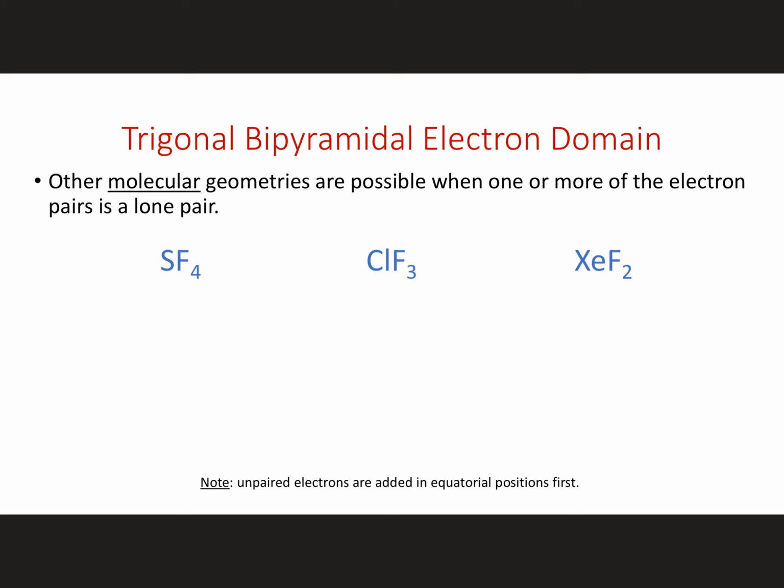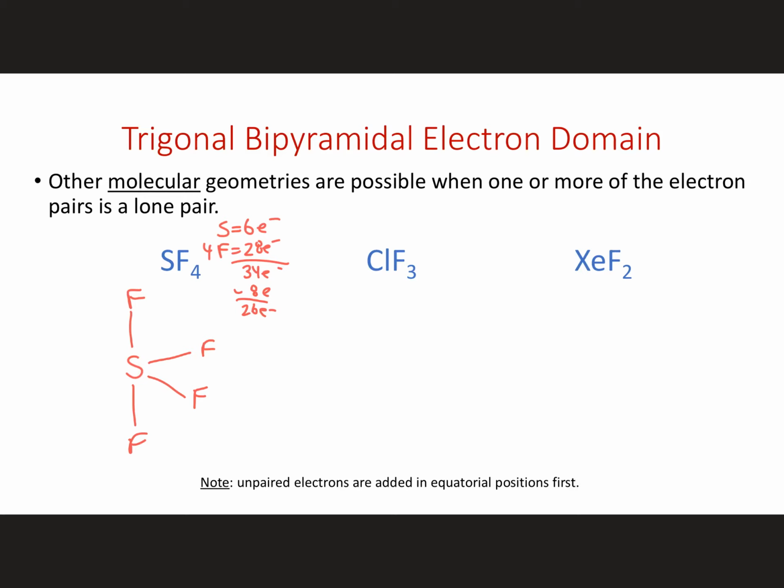The first example I've got is sulfur tetrafluoride. Sulfur has 6 valence electrons, and I've got 4 fluorines at 7 electrons each for 28 electrons from fluorine. So I have 34 electrons to assign. For the central atom, I have sulfur, and now I need to connect to 4 different fluorines. 1, 2, 3, and 4. So there are my 4 fluorines, and I used 8 electrons in that process. I have 26 electrons to go.